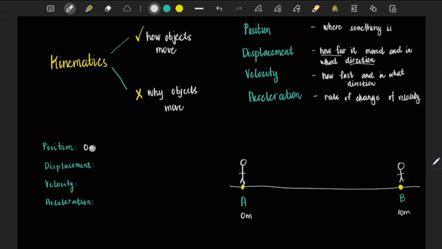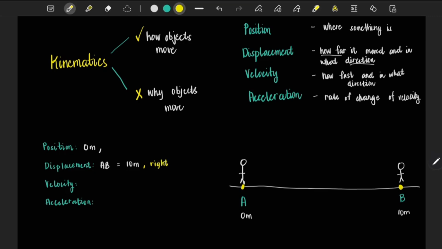Again, the position is initially at 0 meters. But once the person moves to another location, that would be a different value. Whereas for displacement, if the person moves from point A to point B, then his displacement would be the distance between A and B, or that is 10 meters. Don't forget that since the change in motion is to the right, you must include the direction as well. So you would say 10 meters to the right.